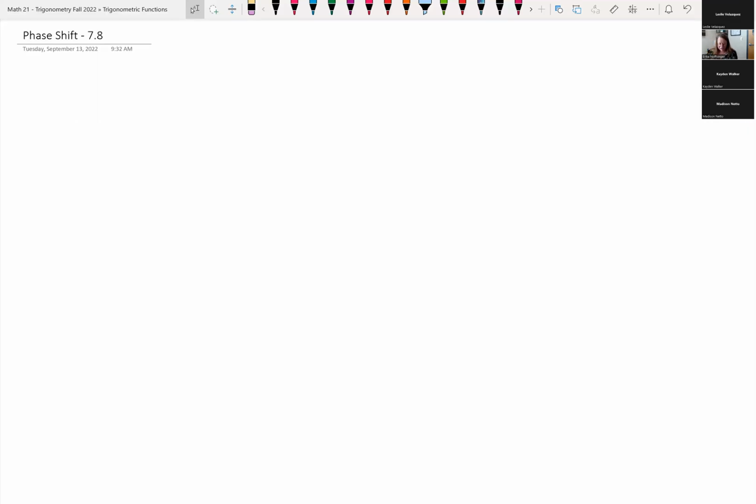So we've been graphing our trigonometric functions. We've been dealing with shifts in there. The only thing that we haven't looked at is when we're shifting our graph horizontally. And if we shift our graph horizontally, that is called a phase shift when we're dealing with our trigonometric functions.